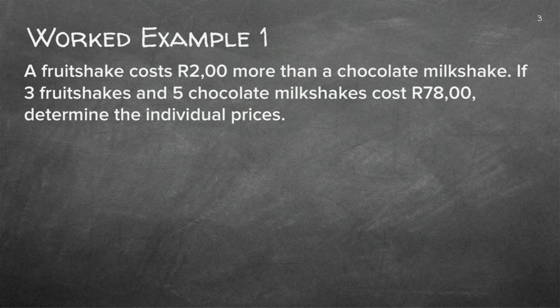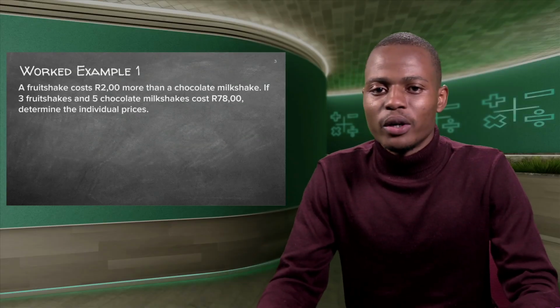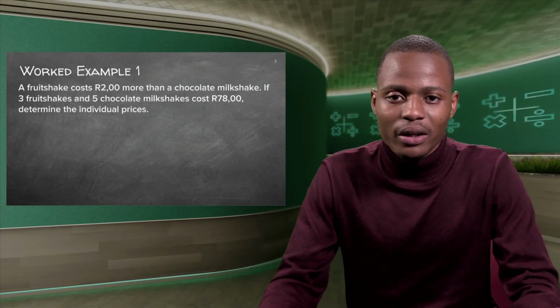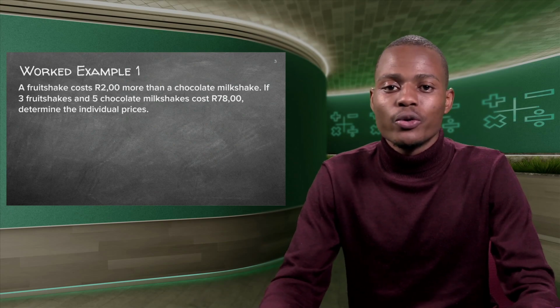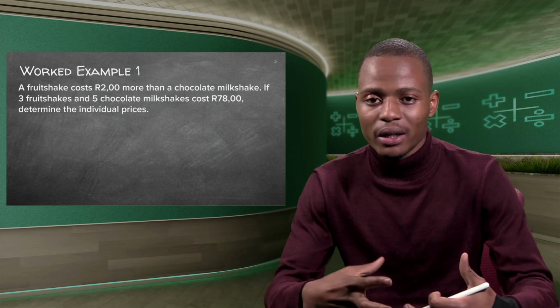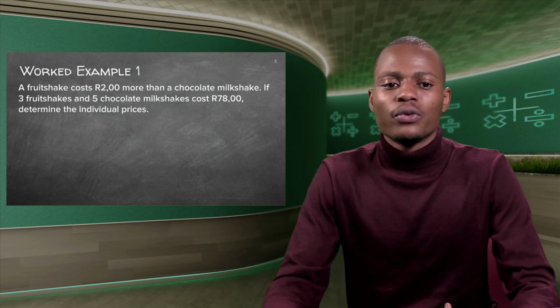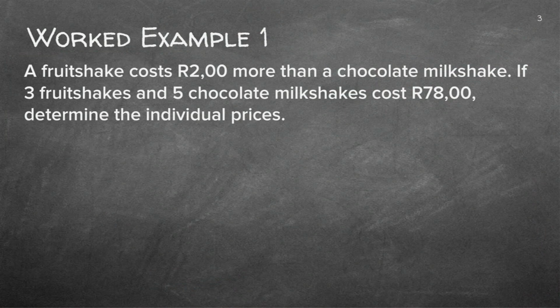So in front of you, you have a normal everyday question which looks into money. So money also falls under rates. Okay, so you have an example of fruit shakes and chocolate milkshakes. So you will be comparing prices of those products against one another, but then at the end of the day, we need to find the individual prices. So reading the question says, a fruit shake costs 2 rand more than a chocolate milkshake.